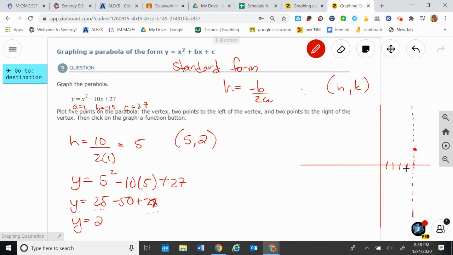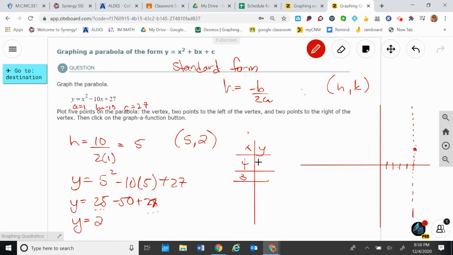Now you need to find, let's find 4 and 3. Okay, so let's go ahead and find, I guess we'll do x and y, and we're going to plug in 4 and we're going to plug in 3 because those are the two to the left. And then we're just going to reflect it.